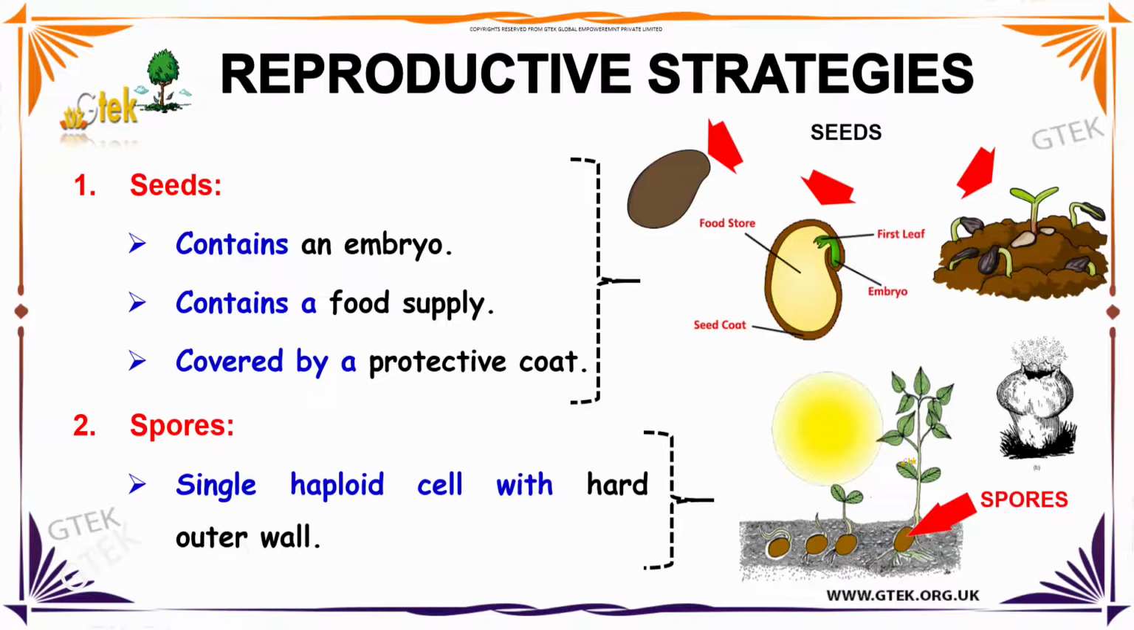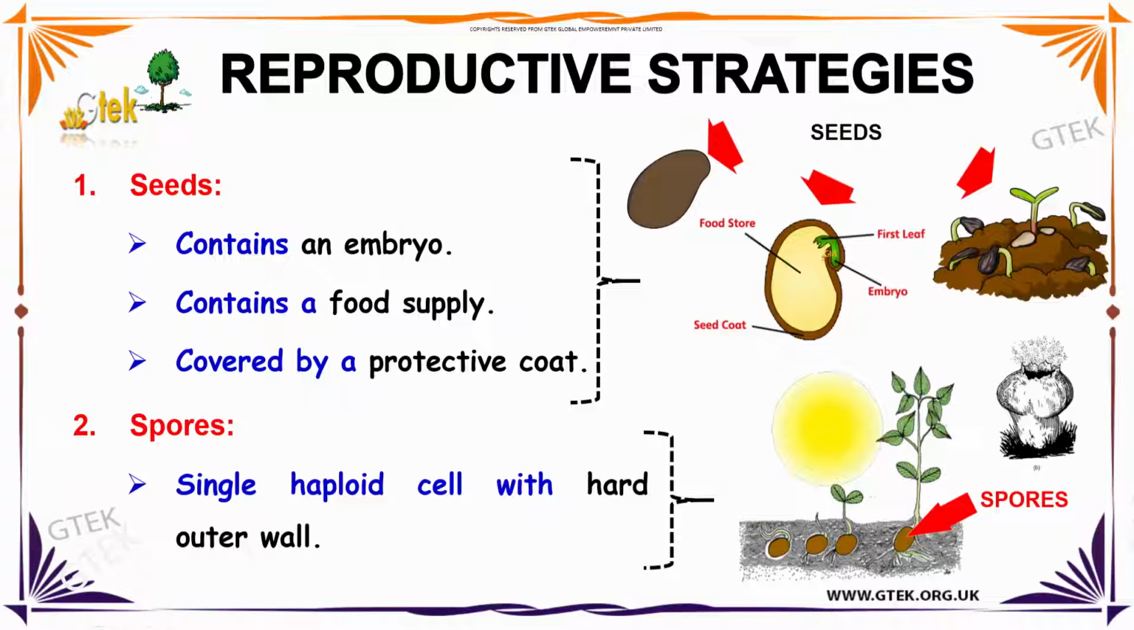Let us see about reproductive strategies. Here we are going to see the seeds. It contains an embryo and it contains a food supply. The seed is fully covered by a protective coat. You can see it over here.